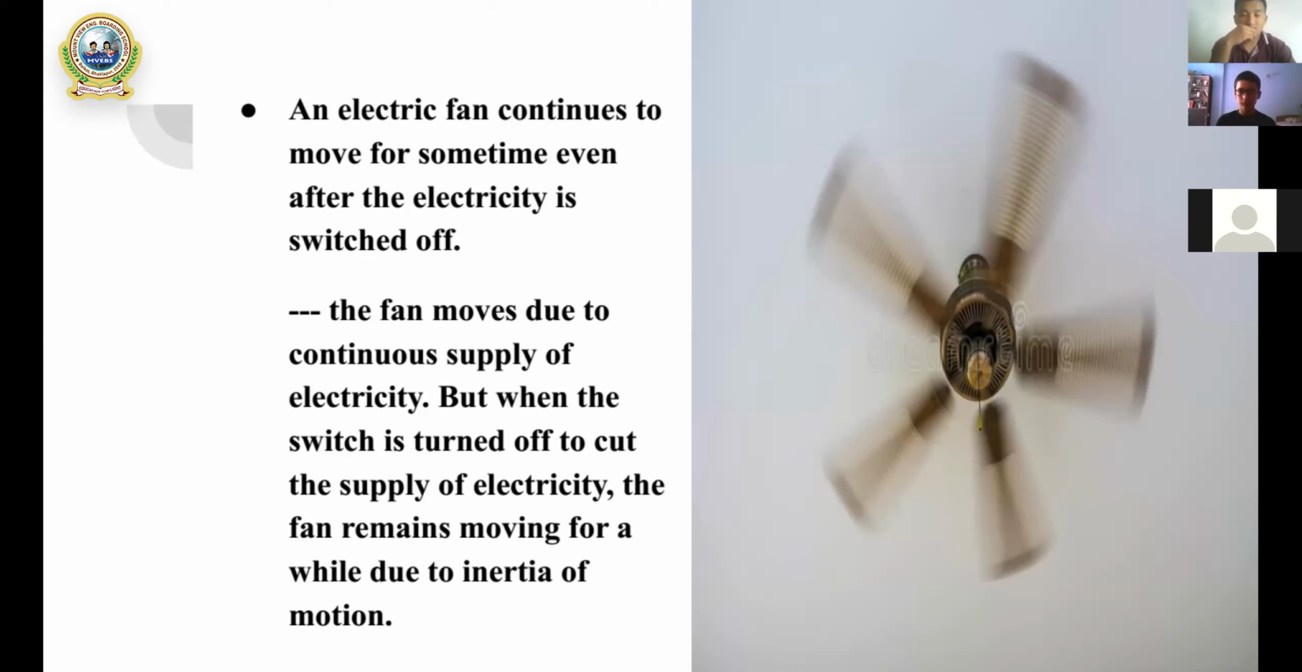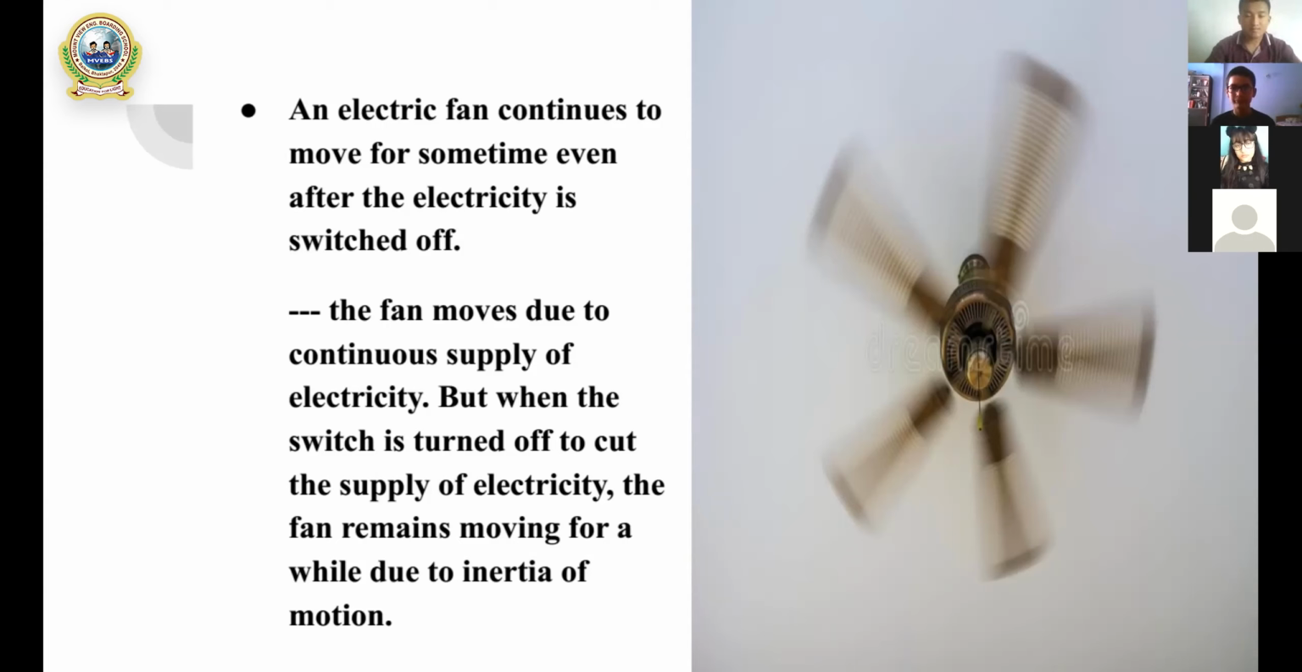But when the switch is turned off, to cut the supply of electricity, the fan remains moving, isn't it? Because the wings of the fan at that moment do not directly get the effect of force, so the wings of the fan continue to be in the state of motion. So even after the switch is off, the fans move because of inertia of motion.